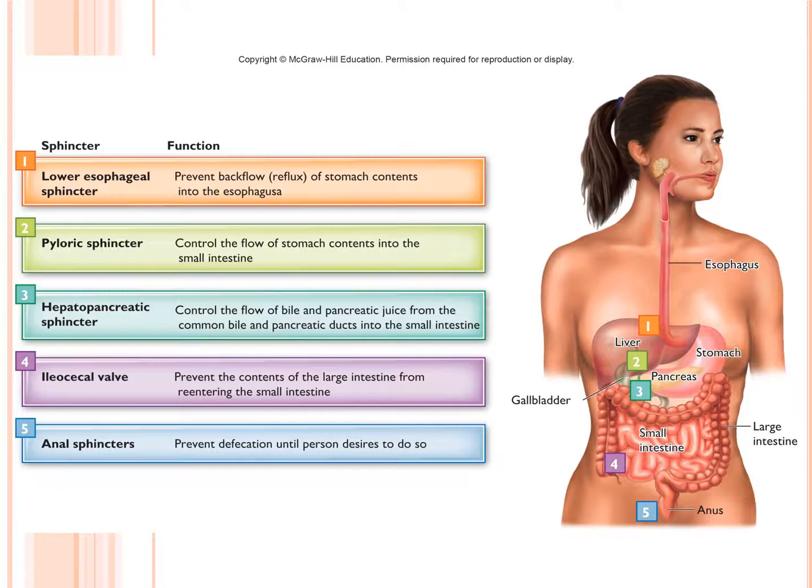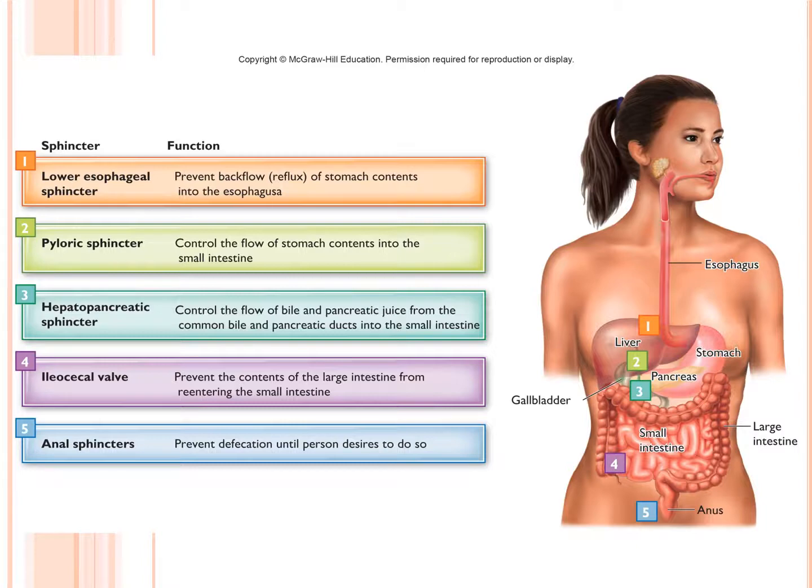There is a pyloric sphincter. The pyloric sphincter is between the stomach and the small intestine. When what used to be your food has spent adequate time digesting in the stomach, the pyloric sphincter will get the message, and that message will be received both from nerves and from hormones. And this will control the flow of stomach contents into the small intestine.